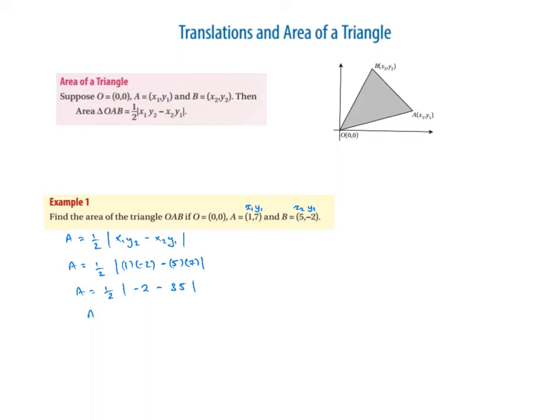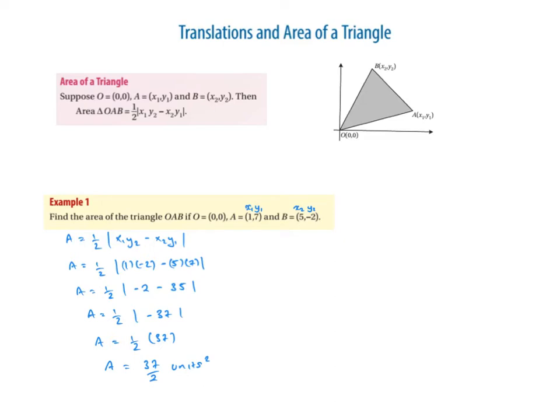Work out the modulus bit. A is equal to a half still, and what we now have, minus 2 minus 35 is minus 37. And then to finish it off, remember we said we need to take the modulus, so it's a half the modulus of minus 37. The modulus is just the positive value of that, so that now just becomes 37, and A is equal to 37 over 2 units squared. Okay, so that's not too difficult. The point was 0, 0, and we just used the formula for finding out the area there.